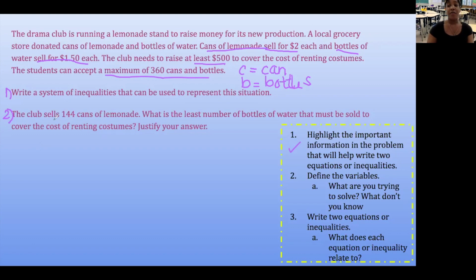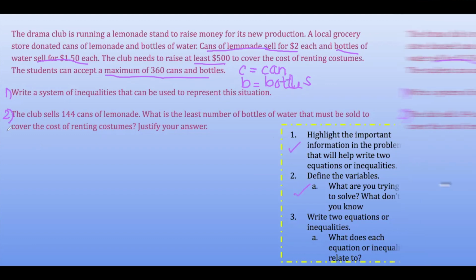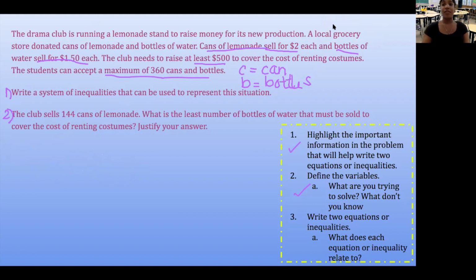So we need to figure out what we're trying to relate in this inequality. All right, so we know 2 pieces of information that's going to help us. We know the most amount of cans and bottles that they're willing to accept. I'll just write it like this. They're willing to accept a certain amount, and we know that amount is 360. And then we also know how much money they need. So they need at least $500.